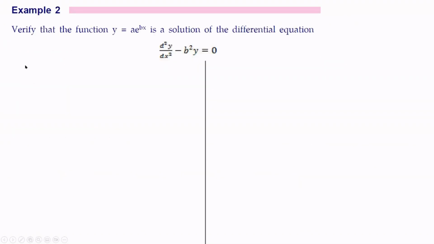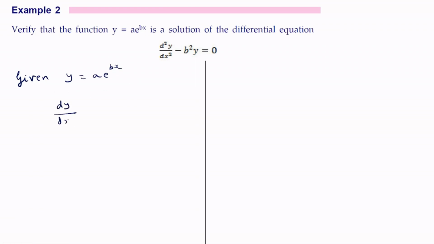Now we will see some examples. Verify that the function y equal to a e raised to bx is a solution of the differential equation d square y by dx square minus b square y equal to 0. So here we have to verify that this function y equal to a e raised to bx is a solution of this differential equation. Given y equal to a e raised to bx, we have to verify using this differential equation, and it has d square y by dx square, so we have to differentiate this twice.